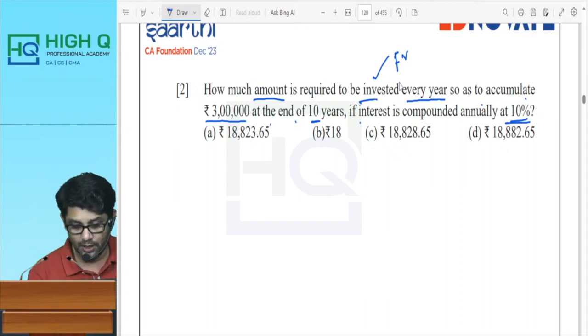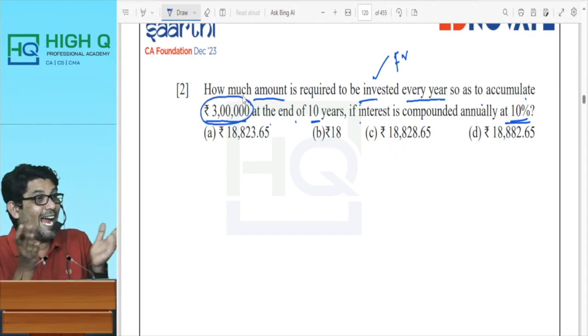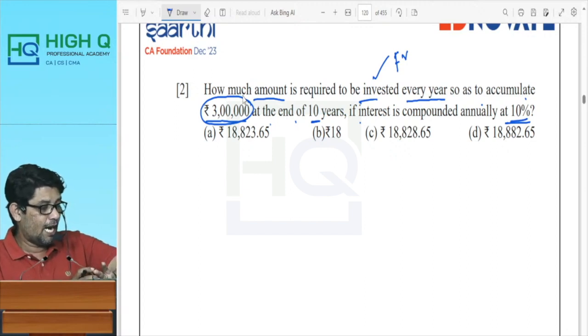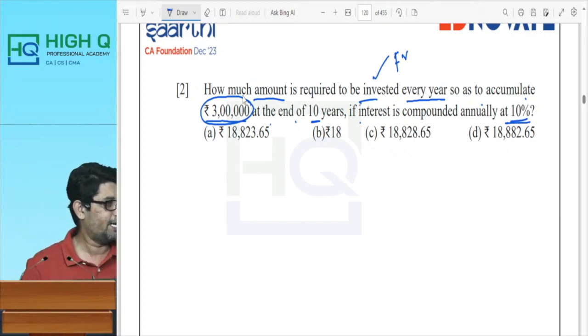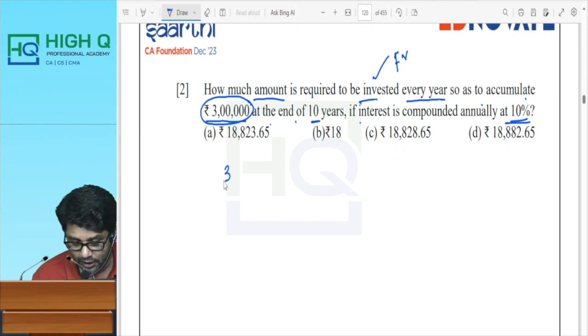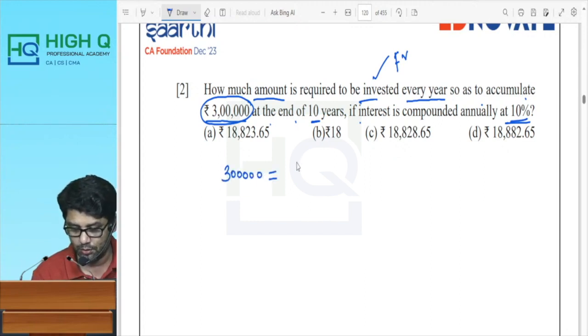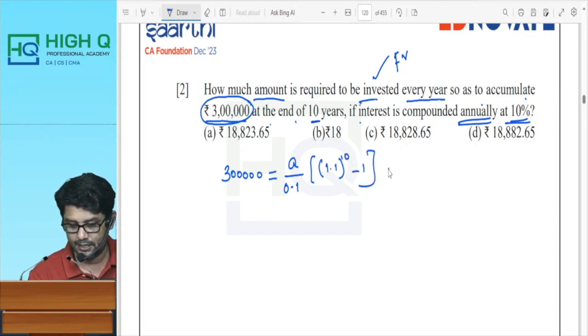The question is what? Sir, future value is given as 3 lakh, and I have to find out the annuity amount. So, according to the formula, 3 lakhs is equal to A by i. What is i, my dear? Sir, compounded annually, sir. There is no change in the rate of interest. 0.1, 1.1 whole power 10 minus 1. Yes, can you give the answer, my dear?